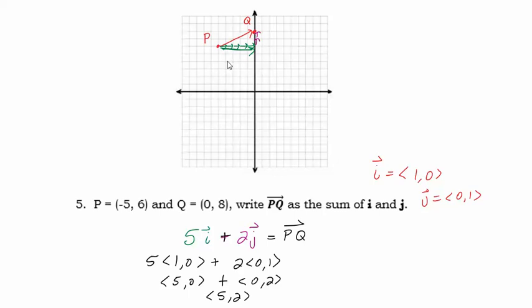If I move this vector PQ down in standard position, 1, 2, 3, 4, 5, up 2, this would have components 5, 2. All right, so here we're just writing it in terms of the vectors i and j.